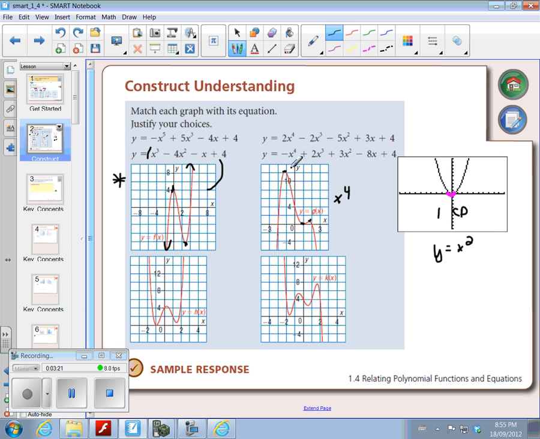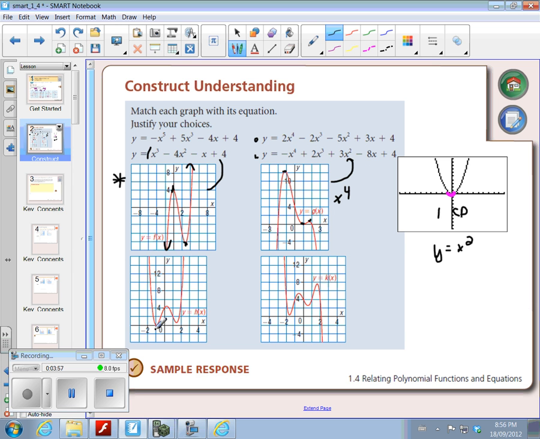Now notice we have 2 to pick from. We have this function and this function. Well, because it opens down, the graph continues down, that's going to be this equation with the negative coefficient of x to the 4. Okay, so this graph will match that function. It's a quartic function, so it has 3 critical points. And since x to the 4 is negative, it opens down.